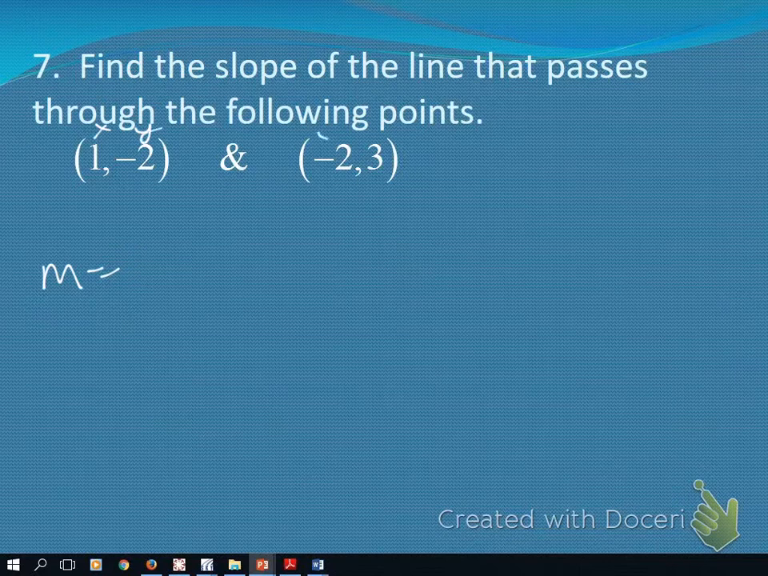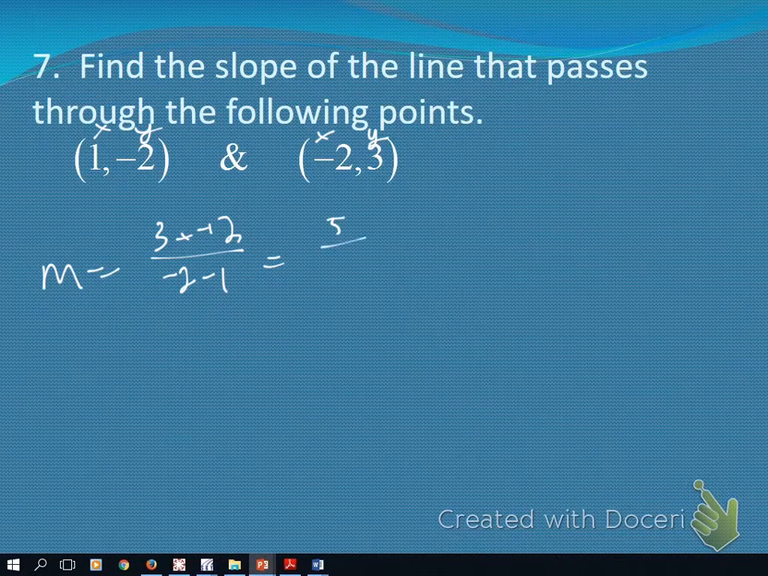So before we can do this, we've got to go find the slope. Slope is the change in y, so subtract the y's, over the change in x, so subtract the x's. 3 minus -2 is 3 plus 2, which is 5. -2 plus -1 is -3, so slope is -5/3. Okay?